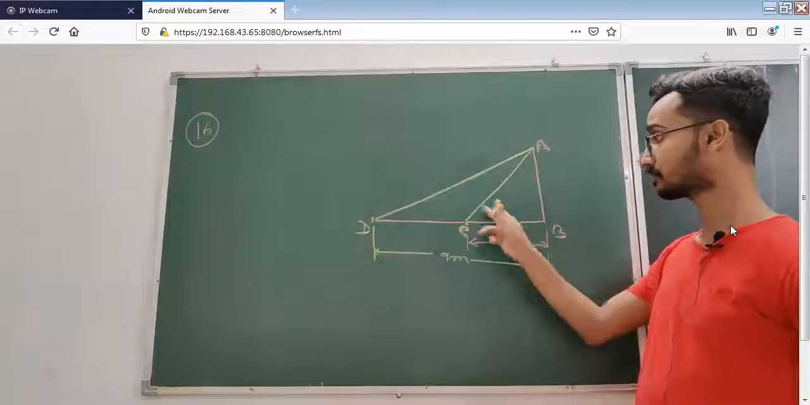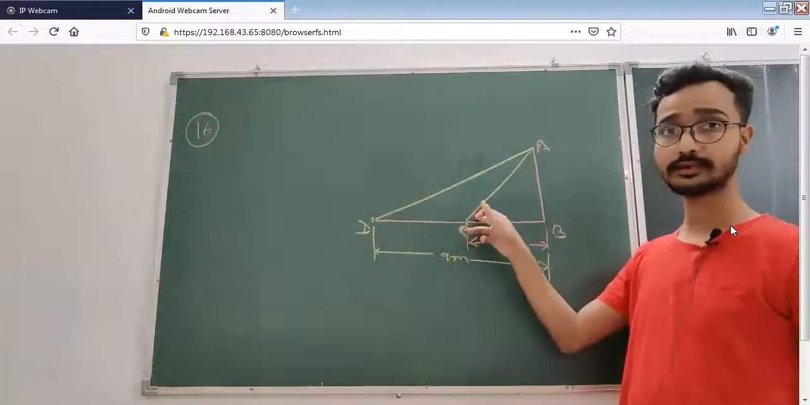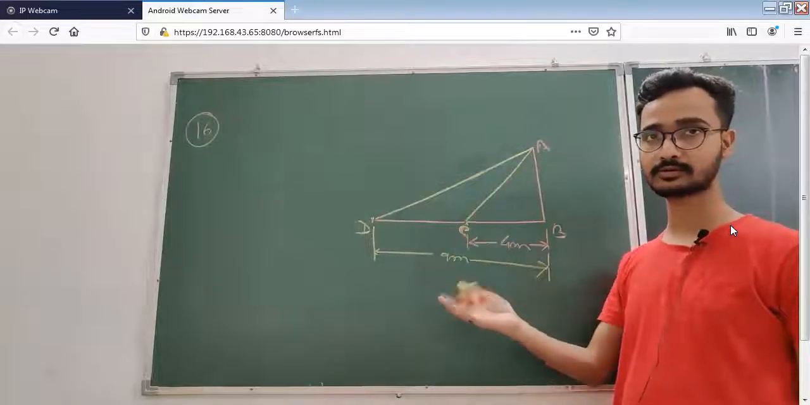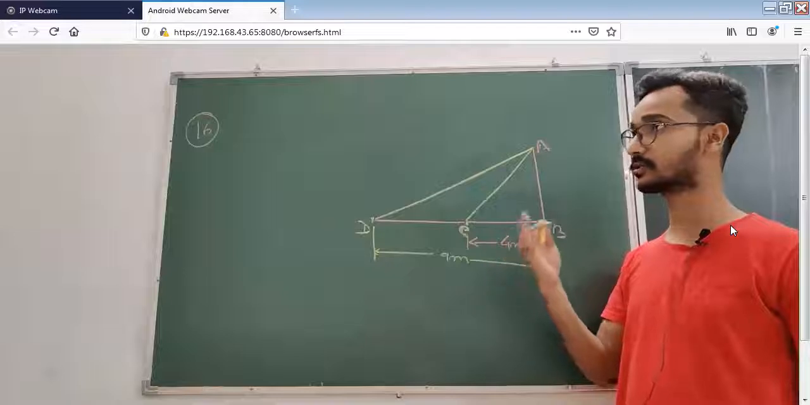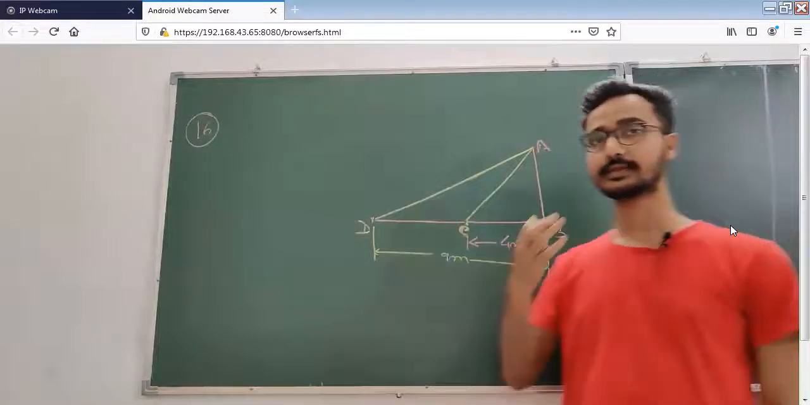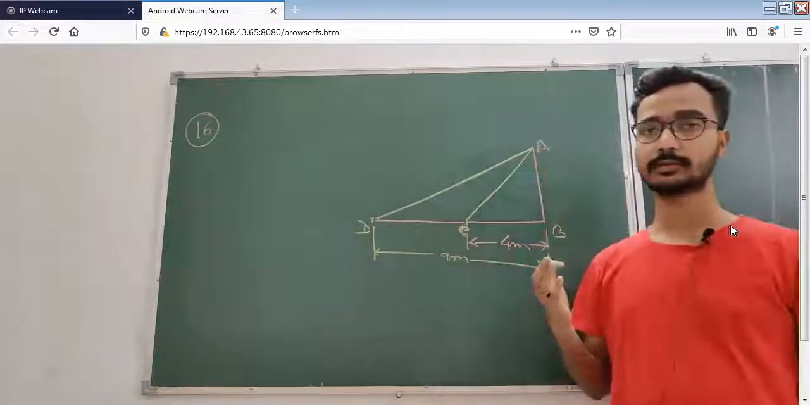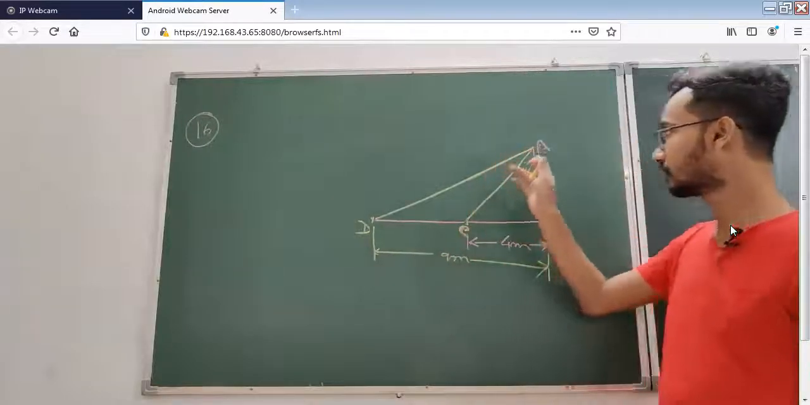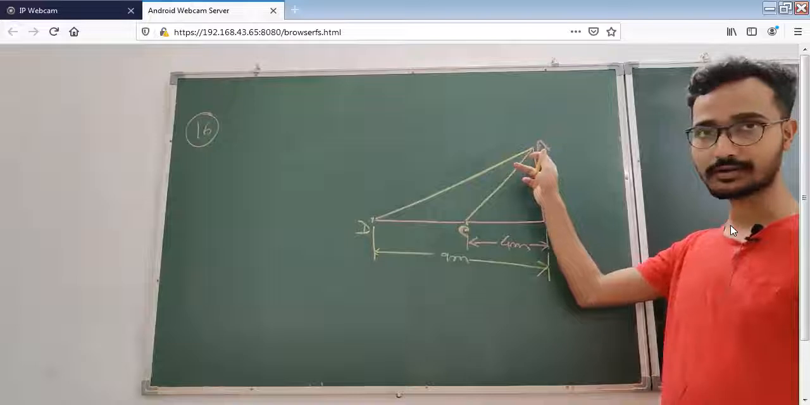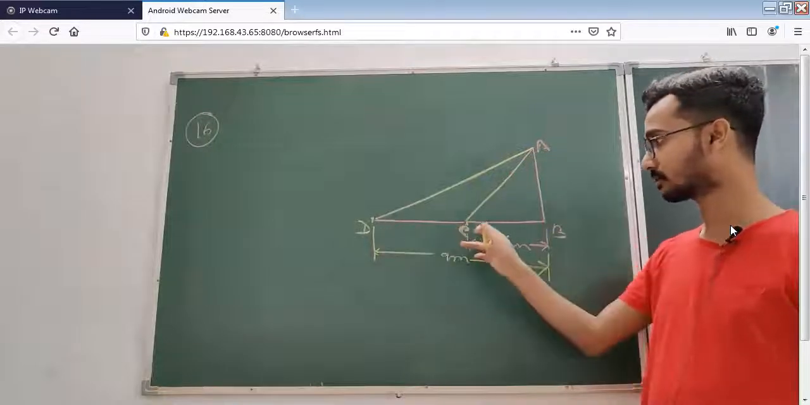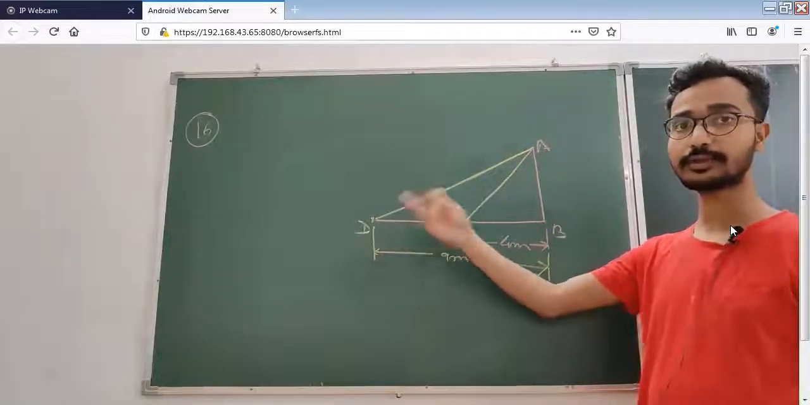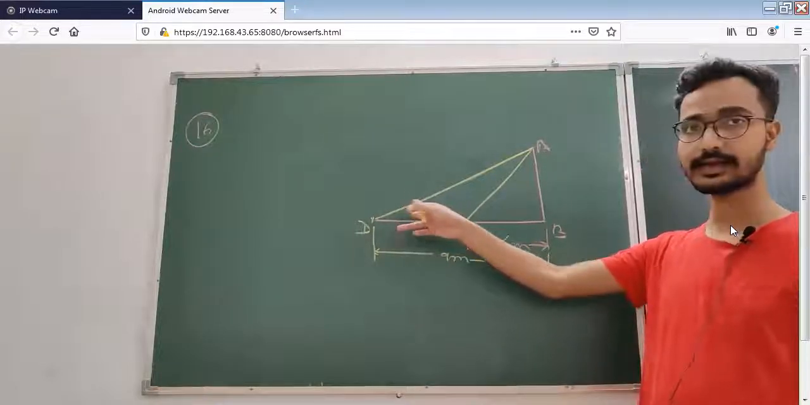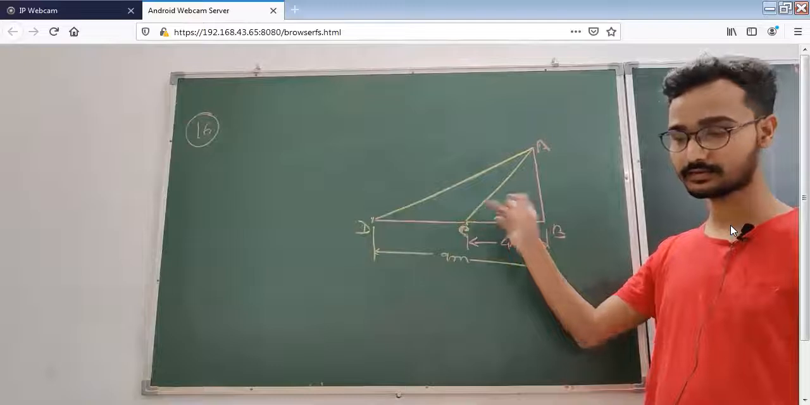That means the summation of these 2 angles will be how much? 90 degree. Just now we have discussed what is complementary angle, what is supplementary angle. 2 angles are said to be complementary when their summation is 90 degree, and 2 angles are said to be supplementary when their summation is 180 degree. Now the angles of elevation from the 2 given points are complementary. That means suppose this angle is theta, then this angle will be 90 minus theta. Up to this clear? Okay.